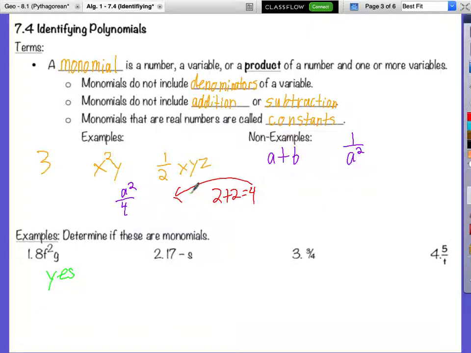Make sure you're following along here, right? If you're following along, flip that page. We're on the second page of this part. 17 minus s. No, why not? It has the subtraction. It has subtraction there. So that tells us it's not a monomial. Very good.